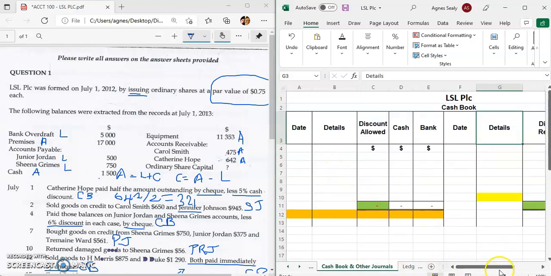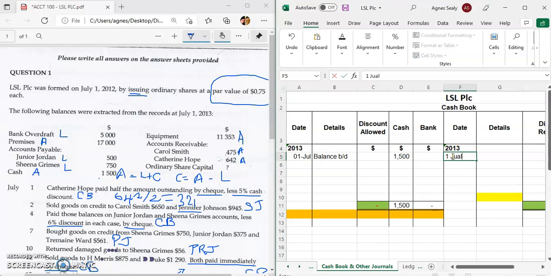And in our cash book, before we can record any transactions, we have to start by putting in the balances for our cash and bank. So we have to record our opening balances for cash and bank first. So on July 1st, our cash account has a balance marked down of $1,500. So we're going to put that in first. And our bank account is in overdraft. So this is a credit balance. So this will go on the credit side.